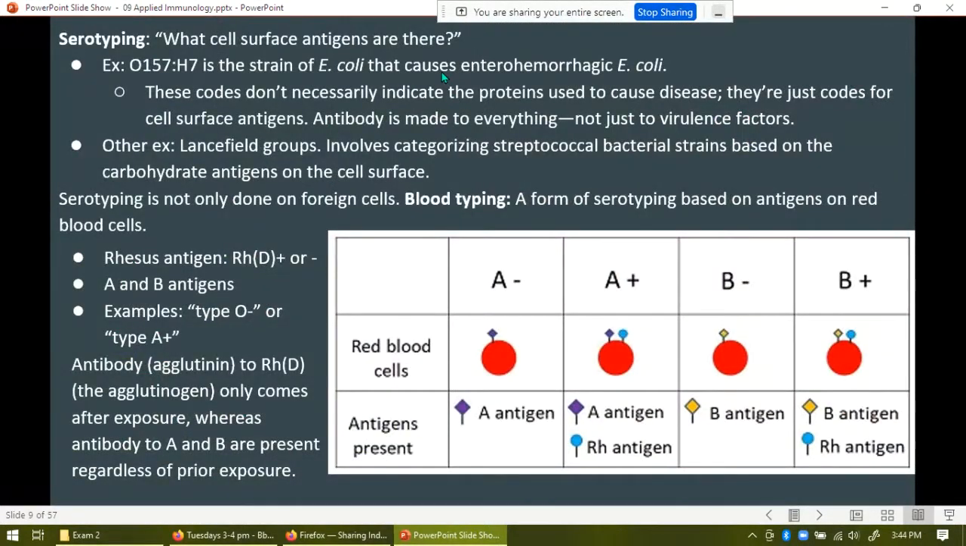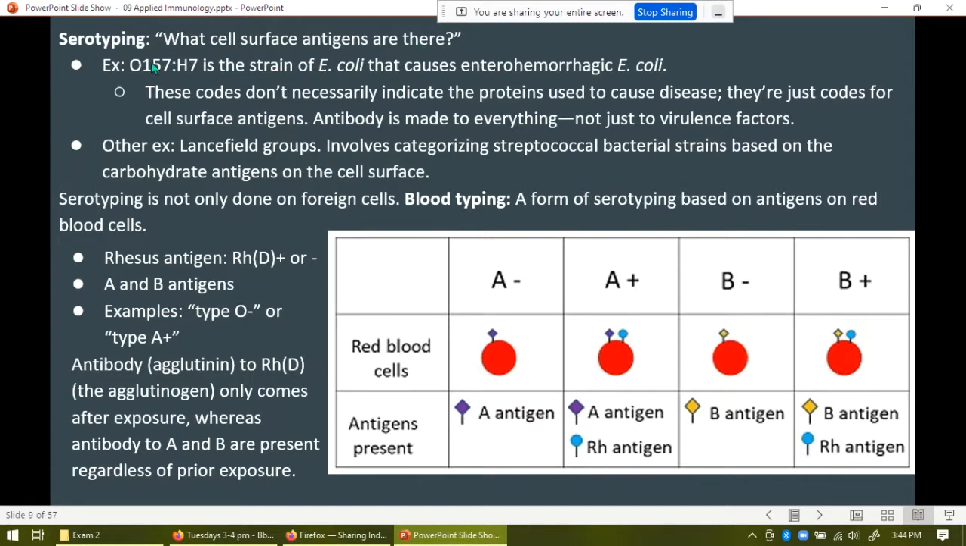And then there's this thing called serotyping, which is an antibody type of approach. Serotyping has been done for a good long time. Serotyping is when you ask, what cell surface antigens are there on a cell? For example, on an E.